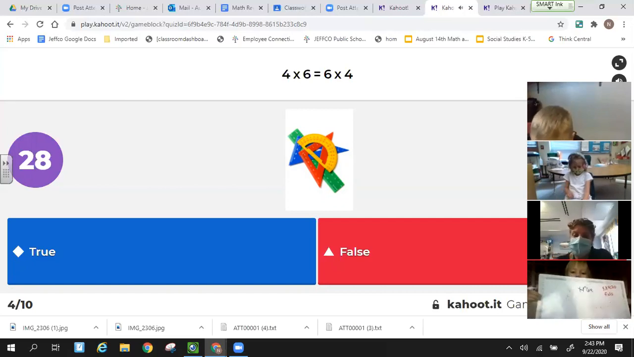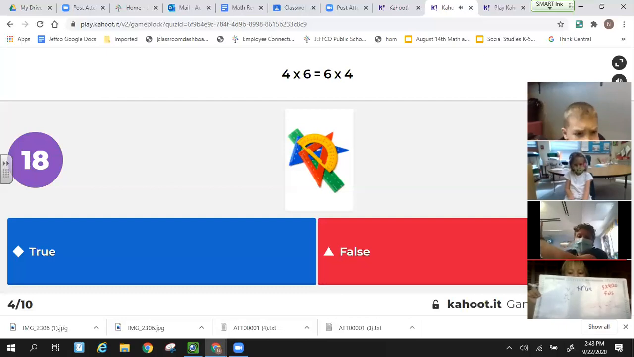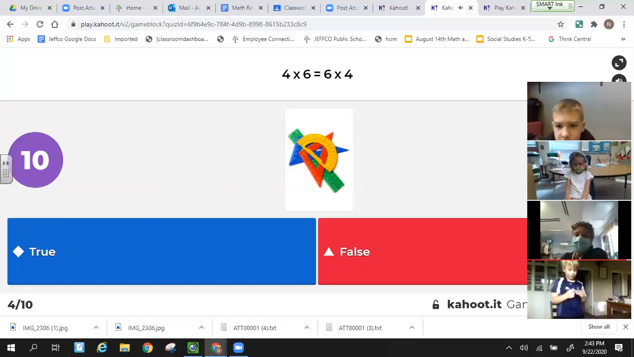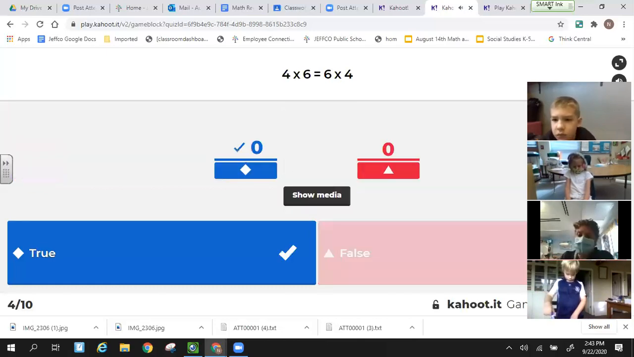Wow, I have some people that don't believe it, Mrs. Harrison. False, true, false, true. I see Robert. False, false, true. 9 correct answers for my online students. Okay, so a lot of you wrote false. There were a lot of kids that said false, which is concerning to me because of a property. Who can tell me the name of the property? Sonny, what is it?